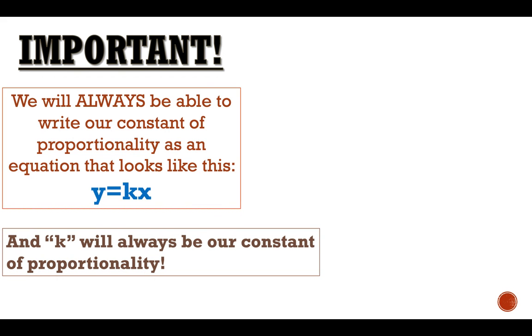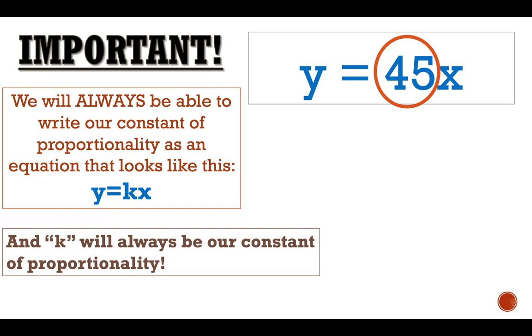And k will always be our constant in proportionality. When we're talking about k, y equals 45x. In this example, 45 is our constant of proportionality. Okay, it's basically saying that I multiply x by 45 to get y. The constant of proportionality is just a number that you're multiplying by another number to get a different number. That's it. That's all you're doing.